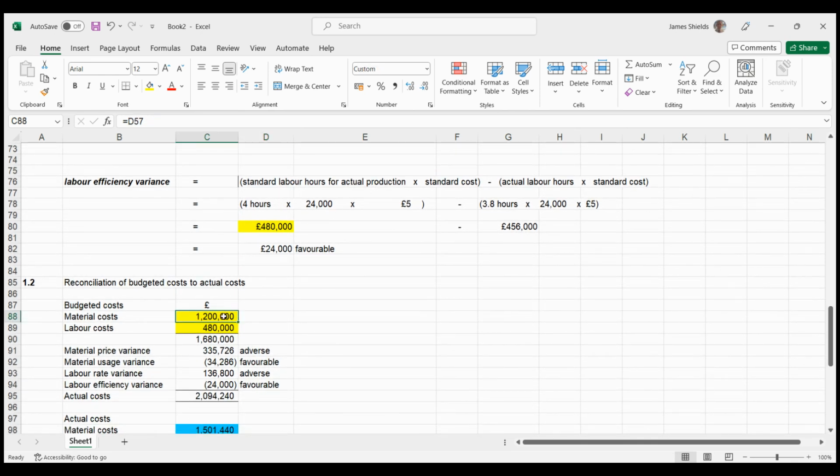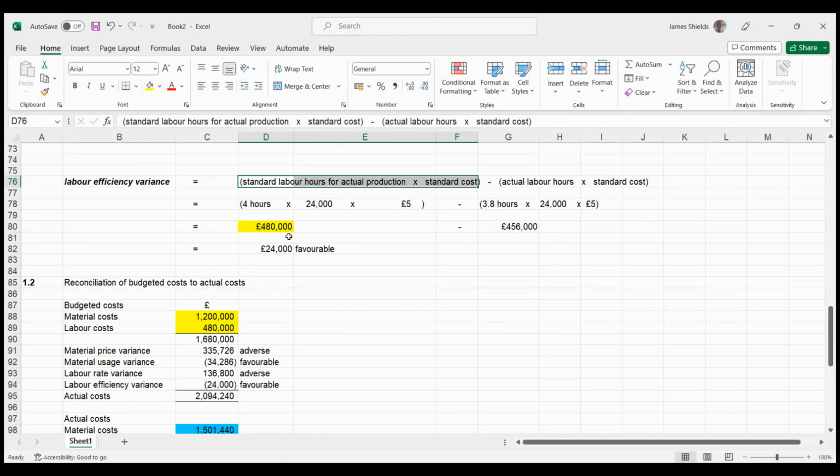So £1,200,000. And the labour costs, again, the budgeted one is the standard labour hours for actual production times the standard cost, and that came to £480,000. So that's your labour costs.